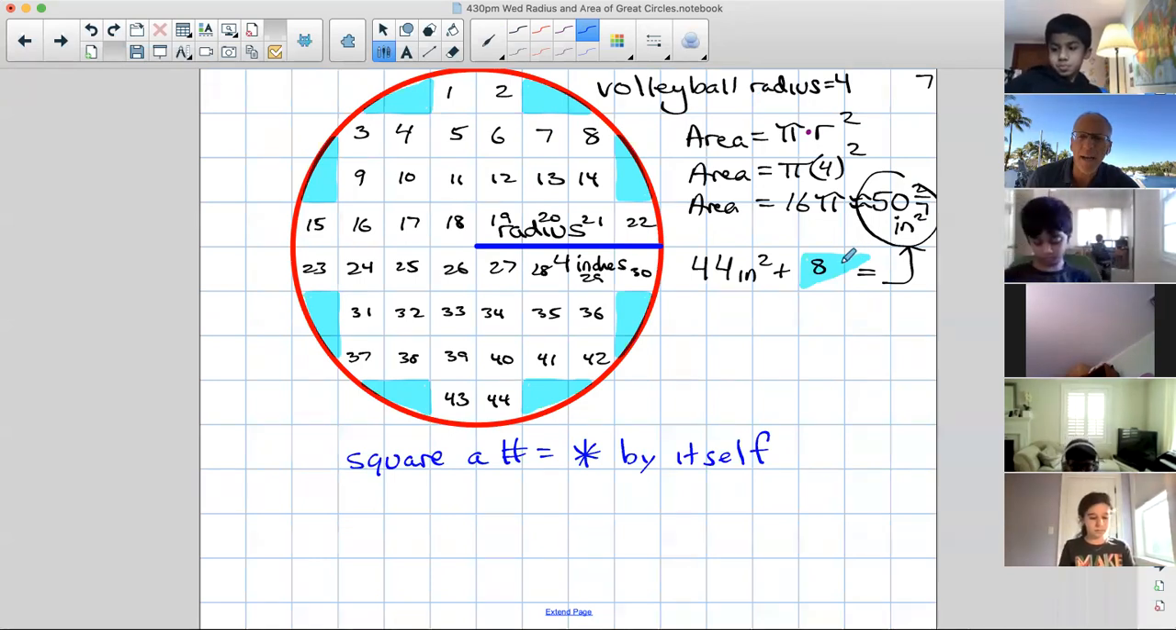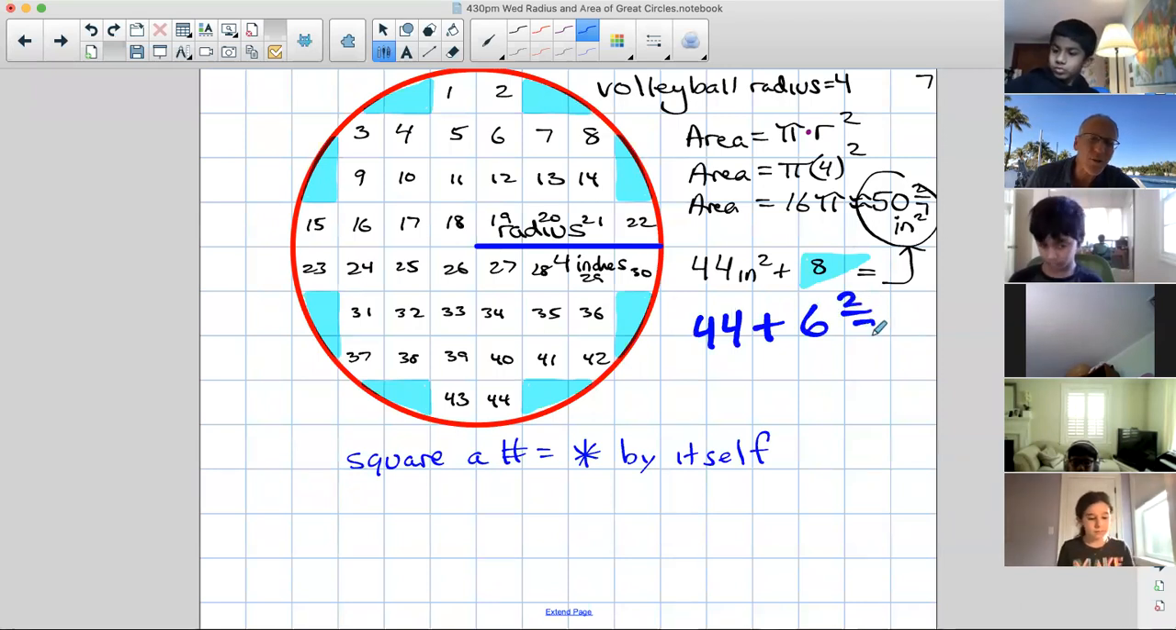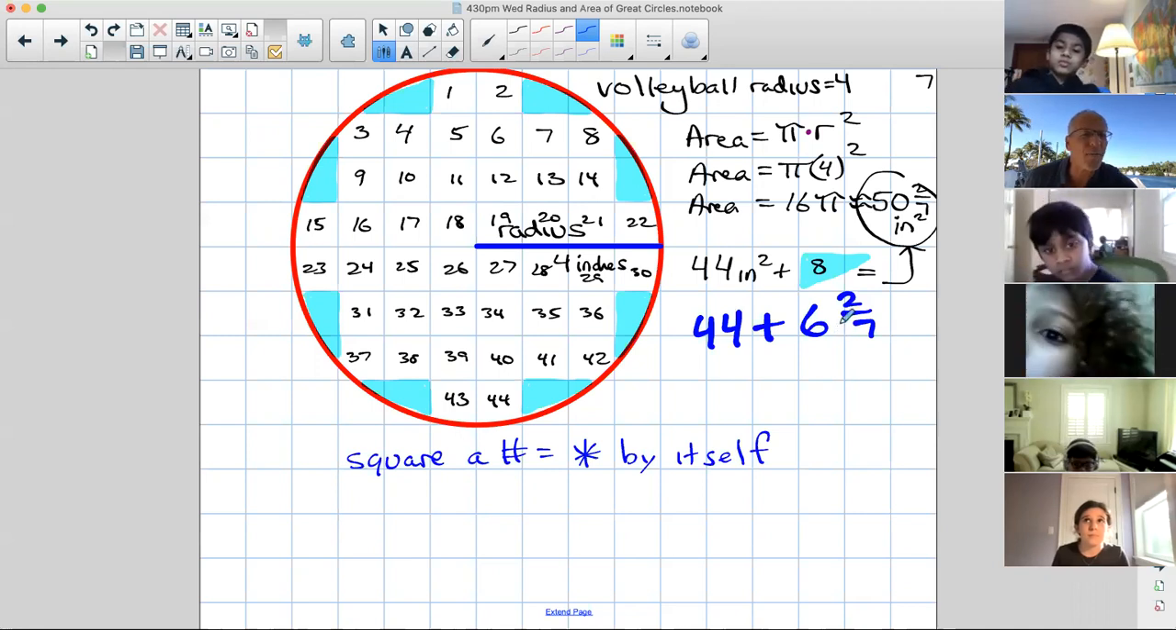Bingo. And when I wrote down 50 and 2/7 square inches, do you see that about... oh, actually, wait, why did I write 8? Oh, I see. Because there are 8 of these funny little triangles, but it's really 44 plus 6 and 2/7. So the remaining blue sectors, the 8 of them, make up an area of 6 and a little more. And that's the way we find the area of a circle.